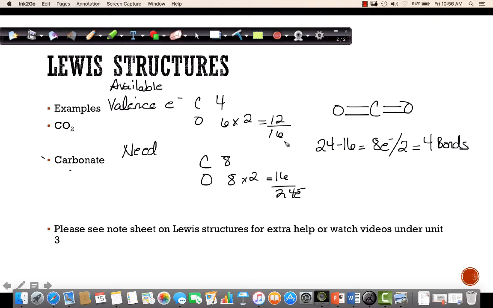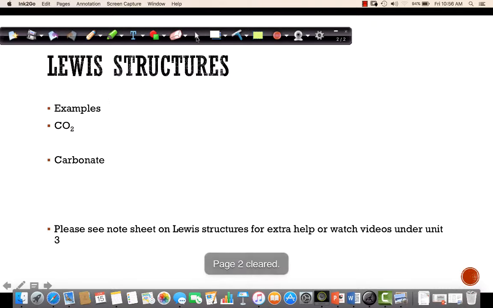All right, so that's only 8 of the electrons, so 2, 4, 6, 8. Now I need to place the rest of them. So 2, 4, 6, 8. Now I move to the next atom. 2, 4, 6, 8. So now this has 8, this has 8, this has 8. That's good, and I've used all my 16 electrons. All right, so let's look at another one.